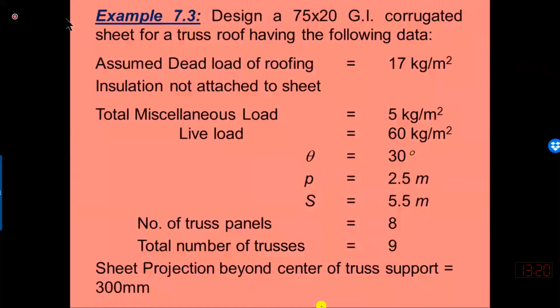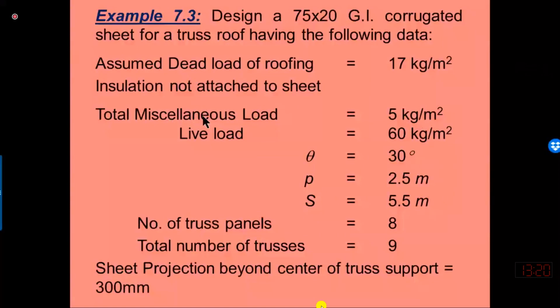So the total miscellaneous load is given as 5 kilogram per meter square. Miscellaneous load means the load of all the nuts, bolts, washers, clamps, and cleat angles that we are using to make the connection. That will be used for the entire roofing system. But for this design problem, we are considering only some portion of the miscellaneous load.